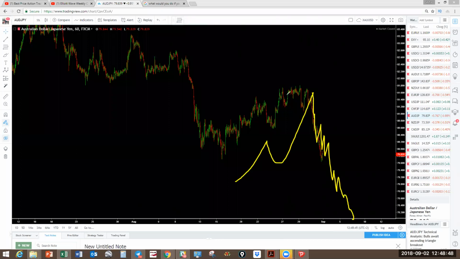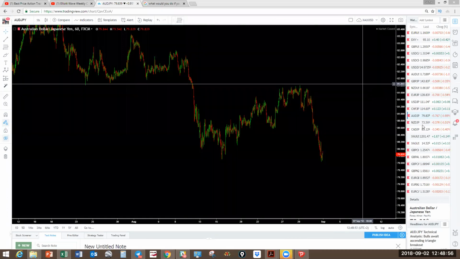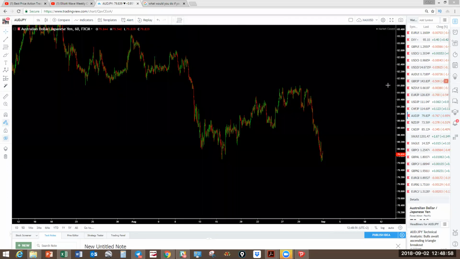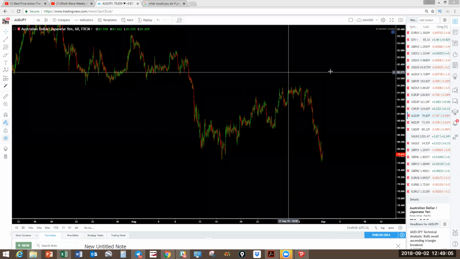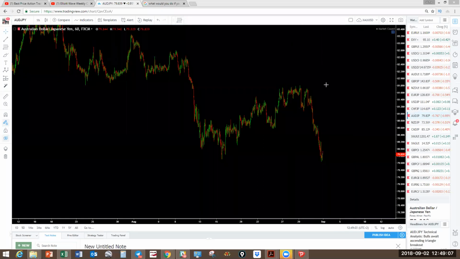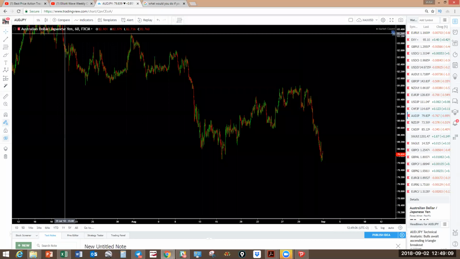So trading these corrections, we do that in anticipation of these bigger moves, because we understand that after the correction we need to get a cycle, an impulse in the prevailing direction of the trend. Okay, so that's AUDJPY. So look for continuation to the downside.